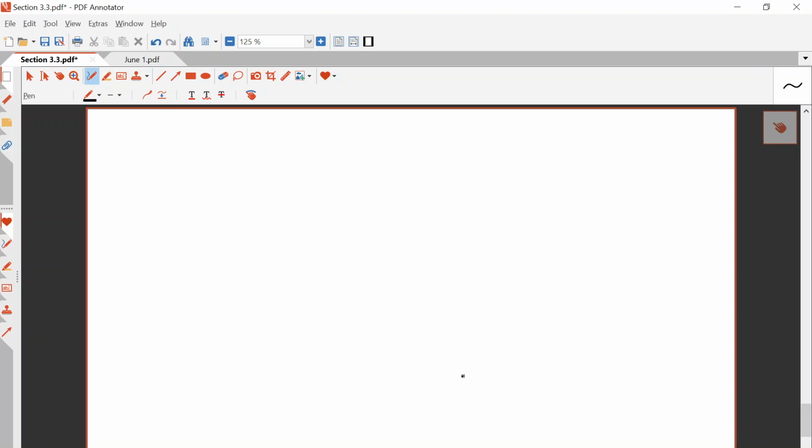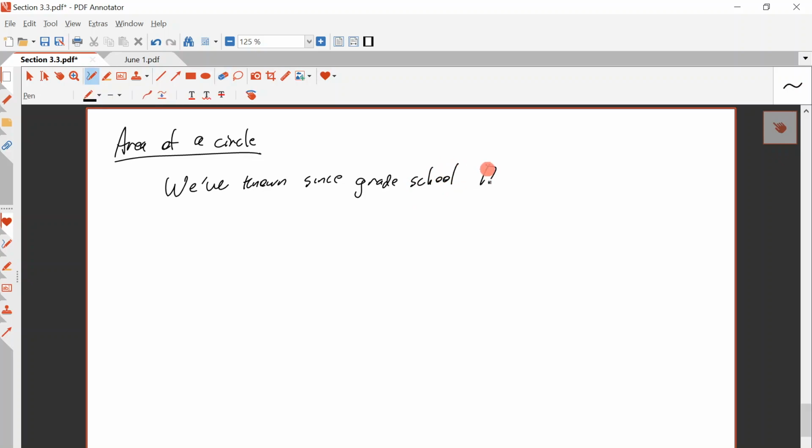All right. Area of a circle. All right, we know that the area of a circle, well, we've known since grade school, that the area of a circle of radius r is pi r squared. All right, so let's prove it's true.